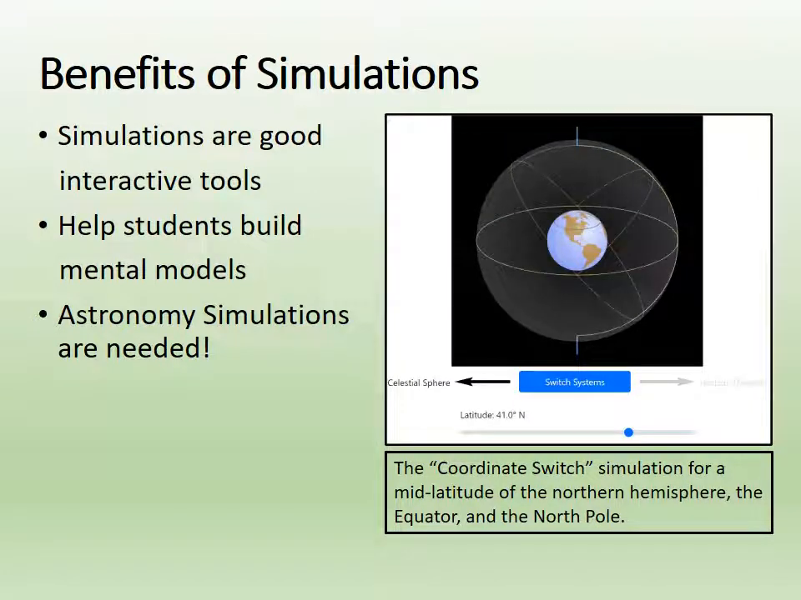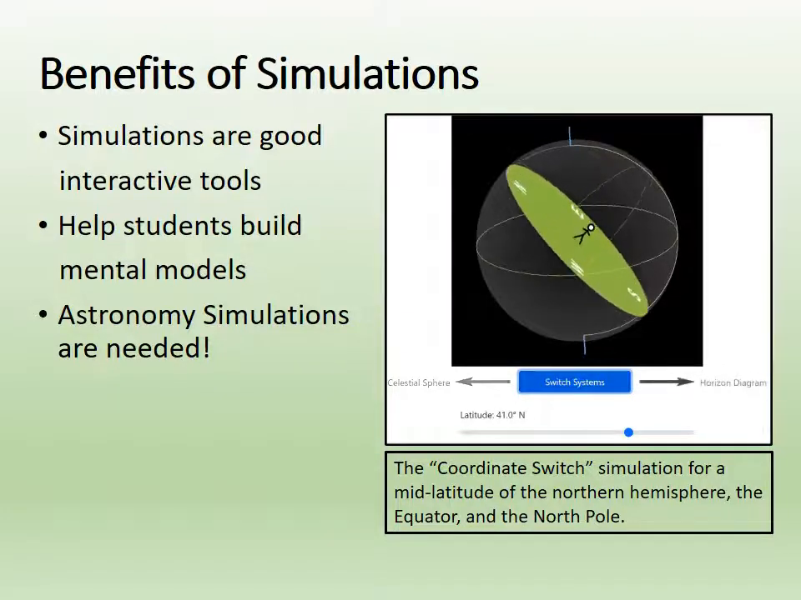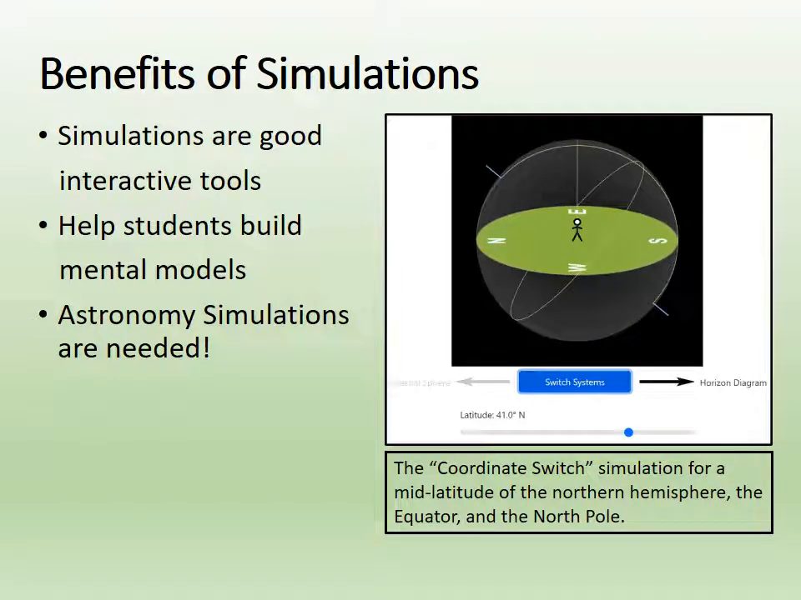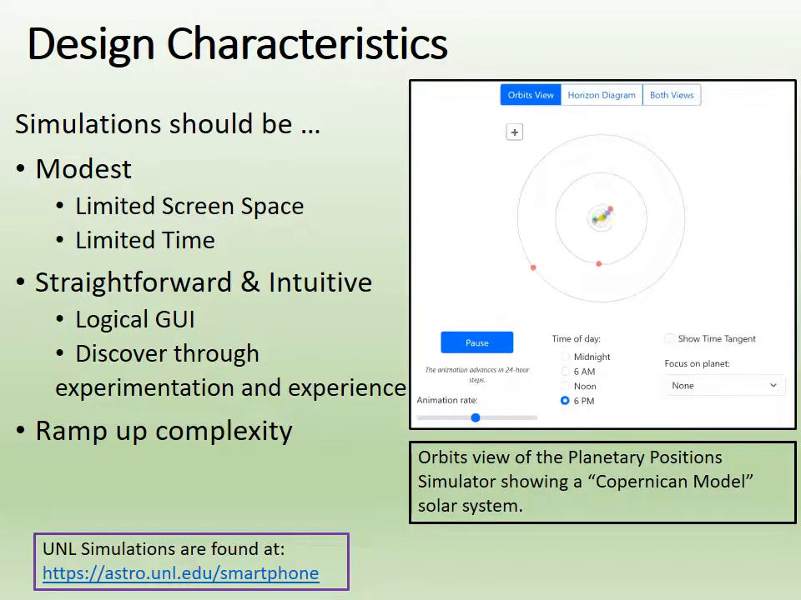However, with the demise of Java and more recently Flash, the astronomy community has taken a step backwards in regards to simulation availability. More good simulations in general are vitally needed by the community. A few HTML5 simulations specifically targeted at smartphones and appropriate for in-class usage are available at astro.unl.edu/smartphone. Here we verbalize the design characteristics of these simulations and how they vary from desktop simulations.